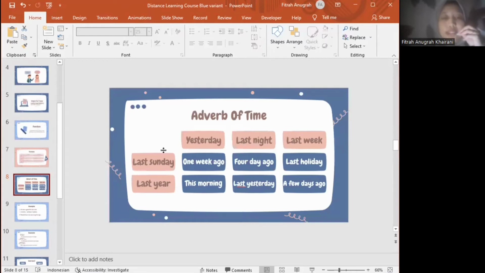So the next slide is about adverb of time in simple past tense atau kata keterangan waktu dalam simple past tense. Like yesterday, last night, last week, last Sunday, last year, and etc. Kita bisa menggunakan beberapa kata keterangan waktu di sini untuk menunjukkan bahwa kalimat yang kita buat adalah kalimat lampau. Ya, oke.